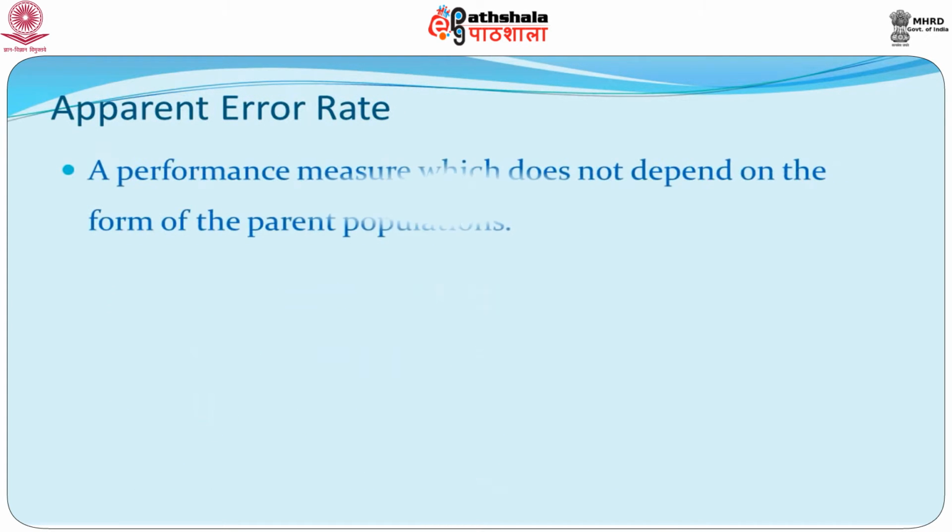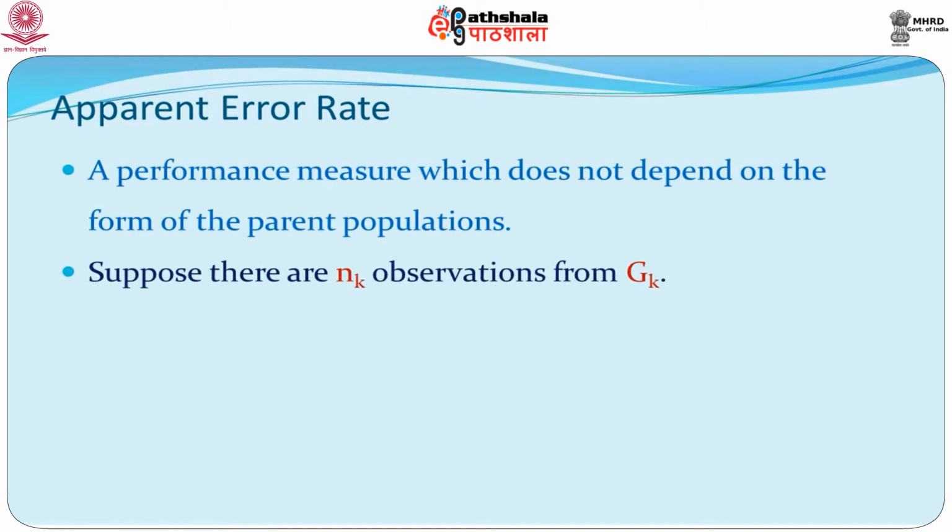Now, how do you decide which of the measures is good, which classification rule is good? We need a performance measure which does not depend on the form of the parent population. Mind you, we have looked at other performance measures, but they actually depended on the underlying distribution of the parent population. In this case, we look at a slightly different performance measure.